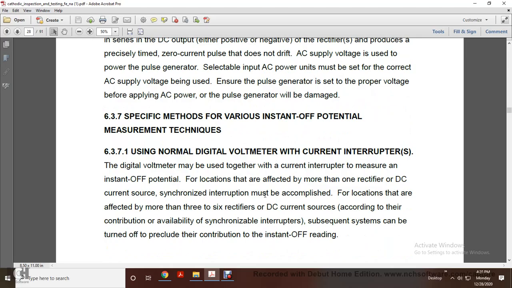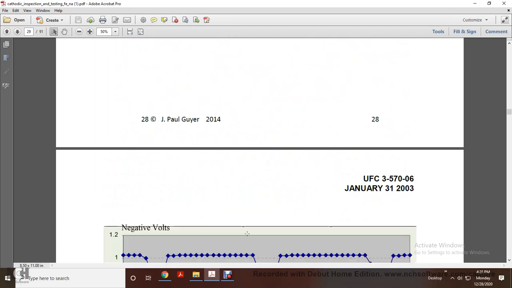637. The specific method of the various instant off potential measurement techniques uses a normal digital voltmeter with the current interrupter. The digital voltmeter may be used together with the current interrupter to measure an instant off potential for a location affected by more than one DC rectifier or DC current source. Synchronized interruption must be accomplished for locations affected by more than 3 to 6 rectifier DC current sources, according to their contribution. With synchronizing interrupters, subsequent systems can be turned off, ensuring that the contribution is an instant off reading.